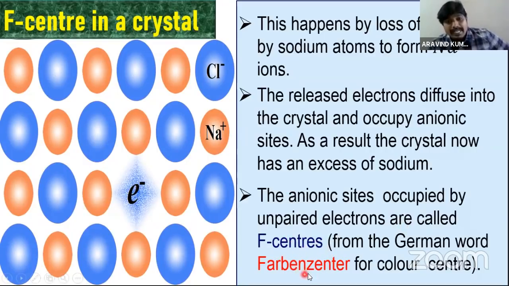F means Farbenzenter. It's a German word. Farben means color. Center means center. Colored center. Because of this metal excess, color will be given to the crystal. Hope you understand. F centers are the anionic sites occupied by unpaired electrons. F means Farbenzenter, which is a German word meaning color center. Hope you understand, children. Let me go for the next one.